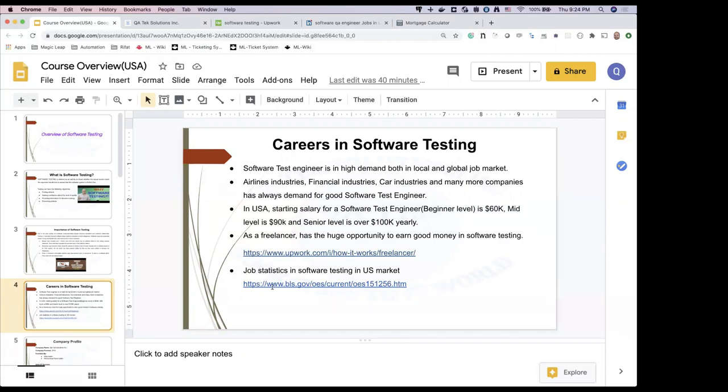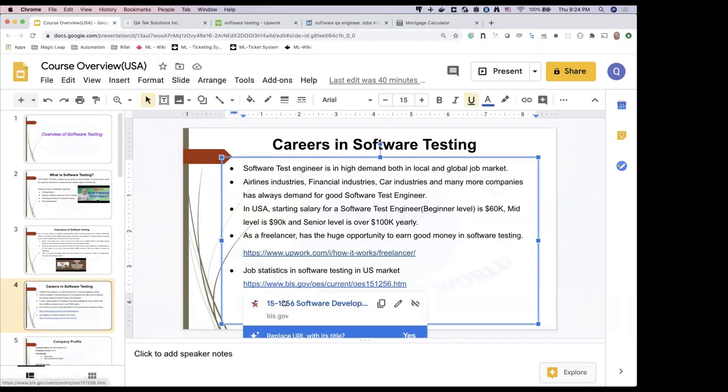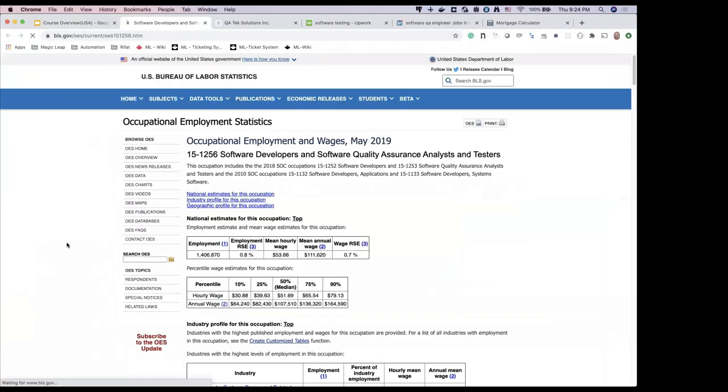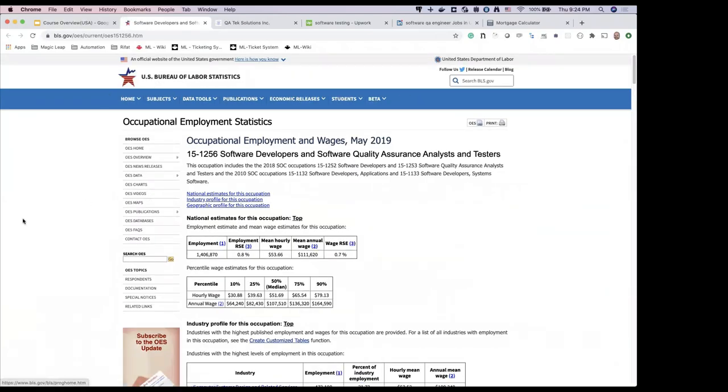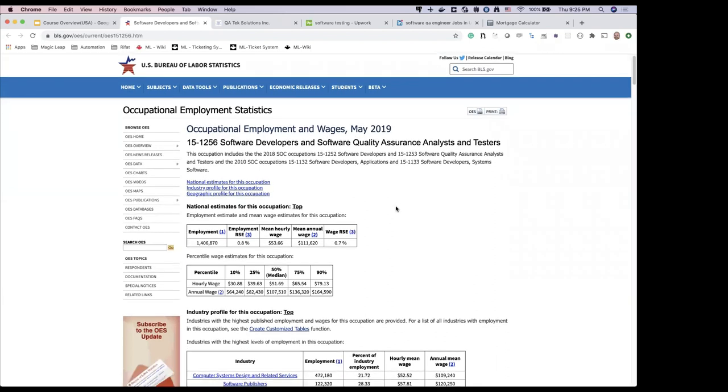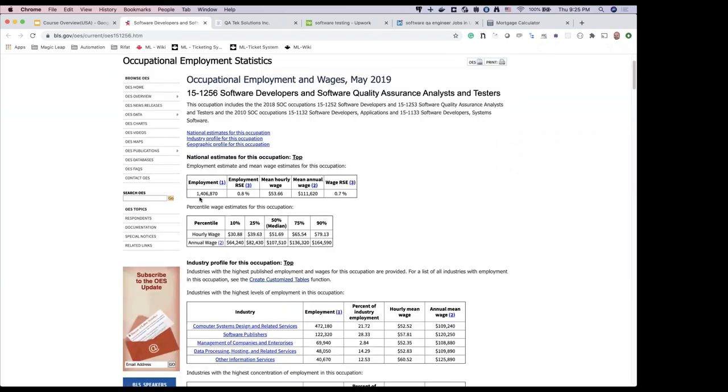Now I'd like to share the job statistics in this particular field. This data I pulled from the US Bureau of Labor Statistics. This is the field that we're going to pursue our career in: software quality assurance analysts and testers. This data came out in May 2019, as you see here. The total number of employees is close to 1.4 million that year. The hourly range, the average, is $53.